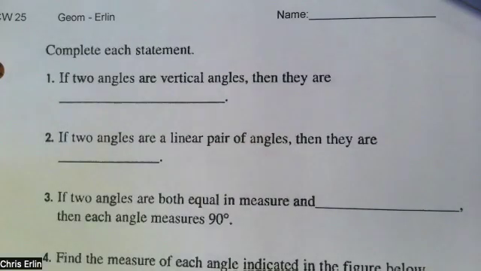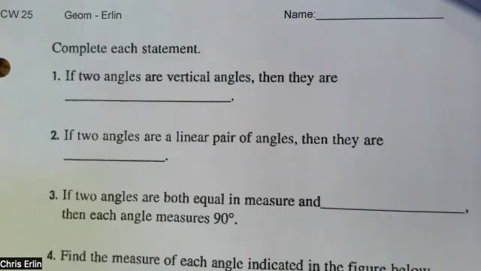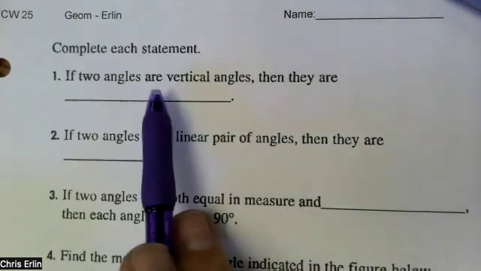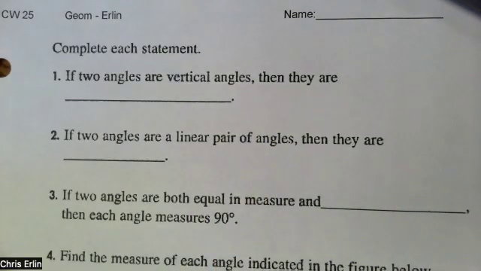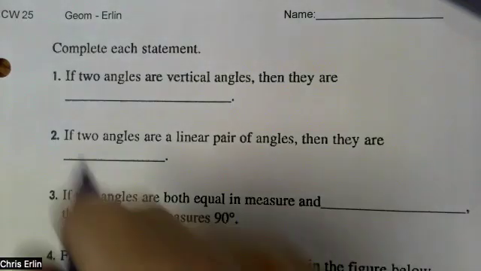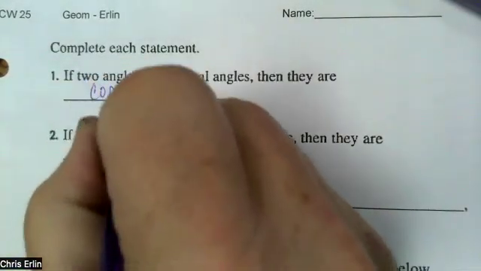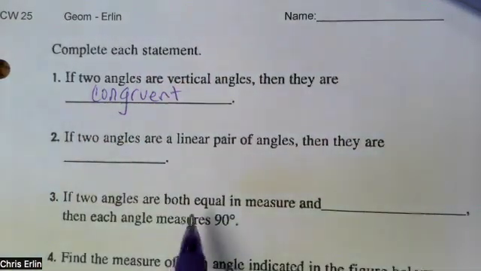This is a warm-up preparing for the test on parallel and intersecting lines. We're beginning with relationships of angles here. If two angles are vertical, this should prompt you to do a call and response. Every time I say this, it should be really familiar to you. If two angles are vertical, then they are congruent. Good. If vertical, then congruent. That's the vertical angles theorem that we proved last class.